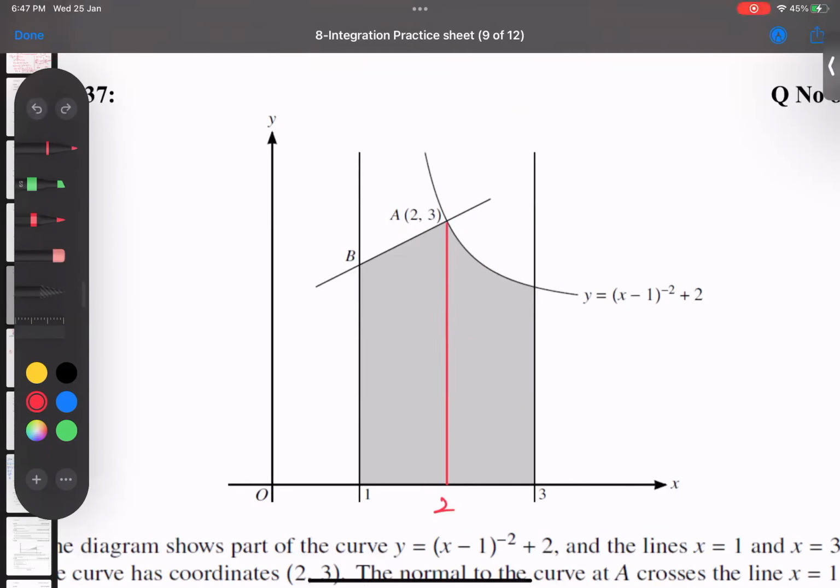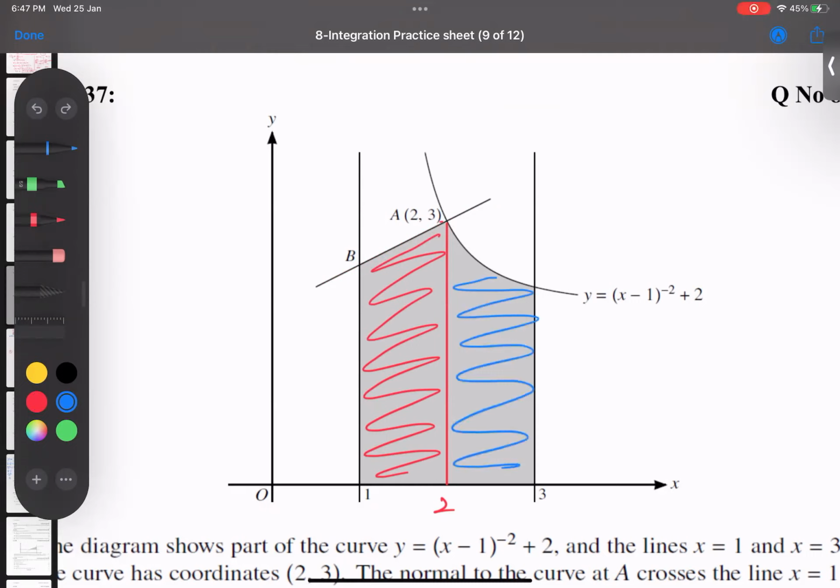We have two techniques. This red color area is the area coming under the normal line, and this blue color area is coming under the curve. So a very simple plan: I will find the area under the curve and the area under the line separately, and then add them. For the normal, the limits are 1 to 2, and for the curve, the limits are 2 to 3. The plan is so simple, and then we can add them.